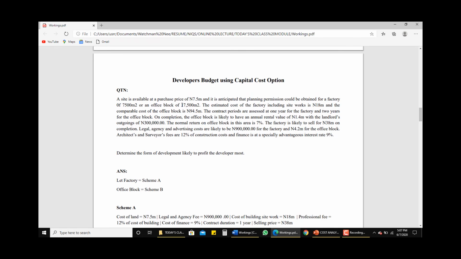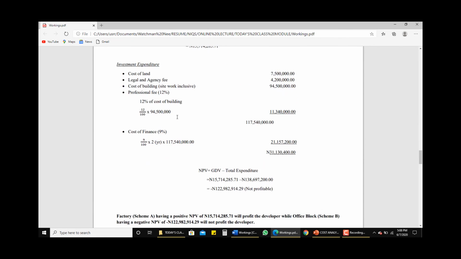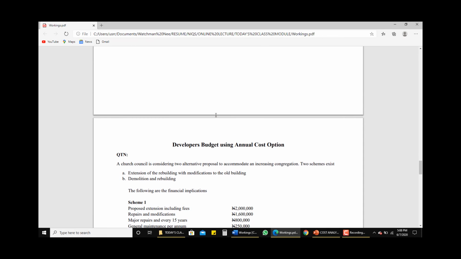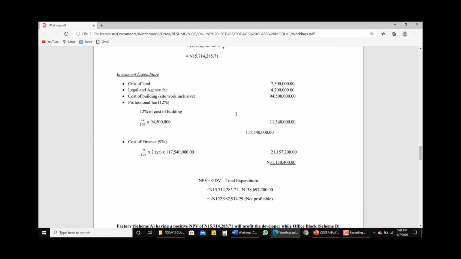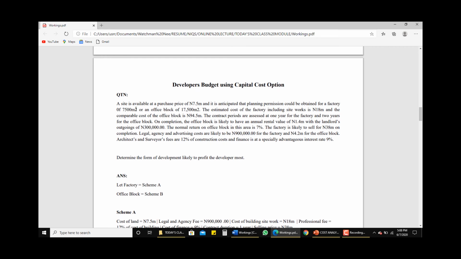when preparing developers' budgets, we have different options of preparing them, basically two. The first one is preparation of developers' budgets using the capital cost option. The second option is using the annual cost option. As we go further, you will understand what each one of them represents, their application, what they mean. So let's look at this question.